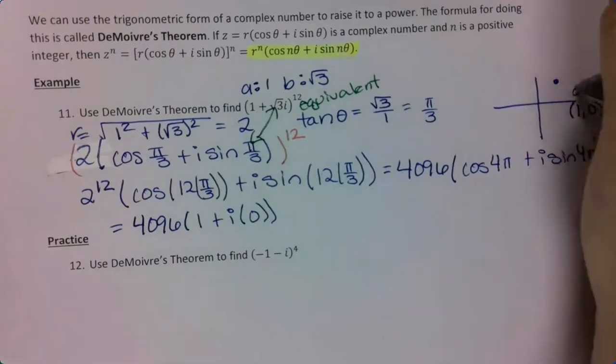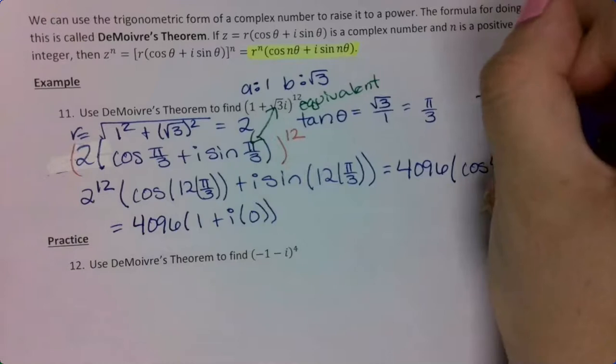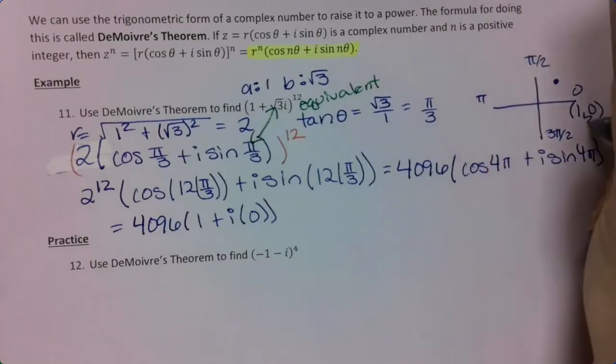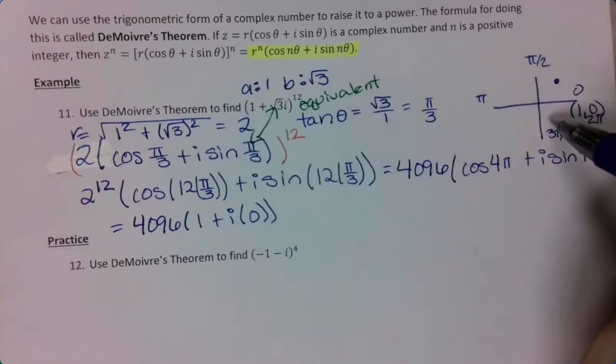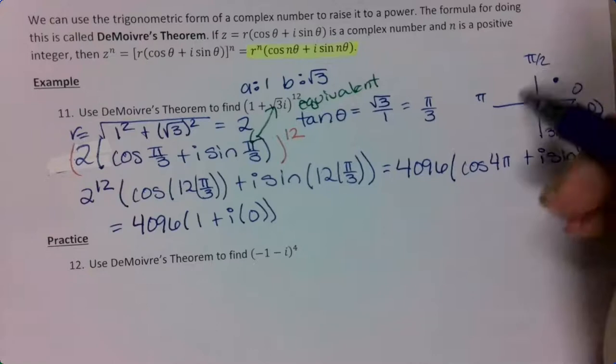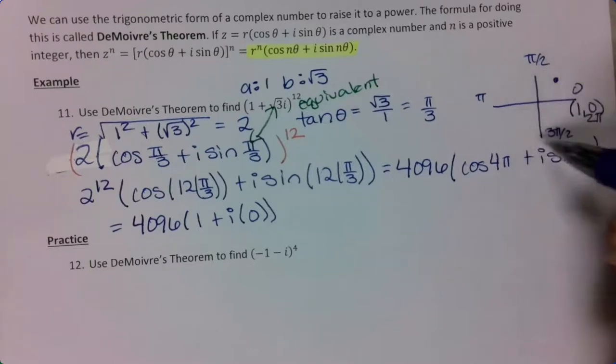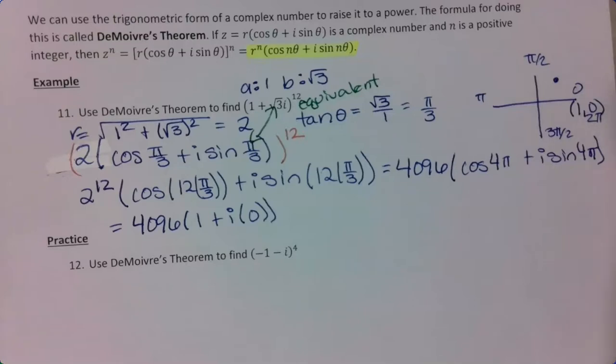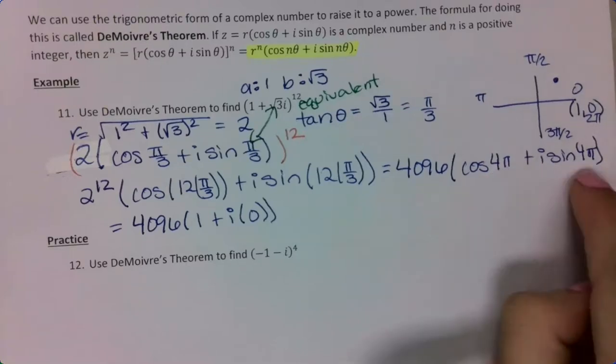Because remember, this is 0, pi halves, pi, 3 pi halves, 2 pi. If I go around a complete circle, it's 2 pi. If I go around again, it's 4 pi. Yeah, so remember, a complete circle is 2 pi. And if I do it a second time, I go around another 2 pi. 2 pi plus 2 pi is 4 pi. The difference between what? I'm sorry. Because remember, cosine is the x value and sine is the y value.